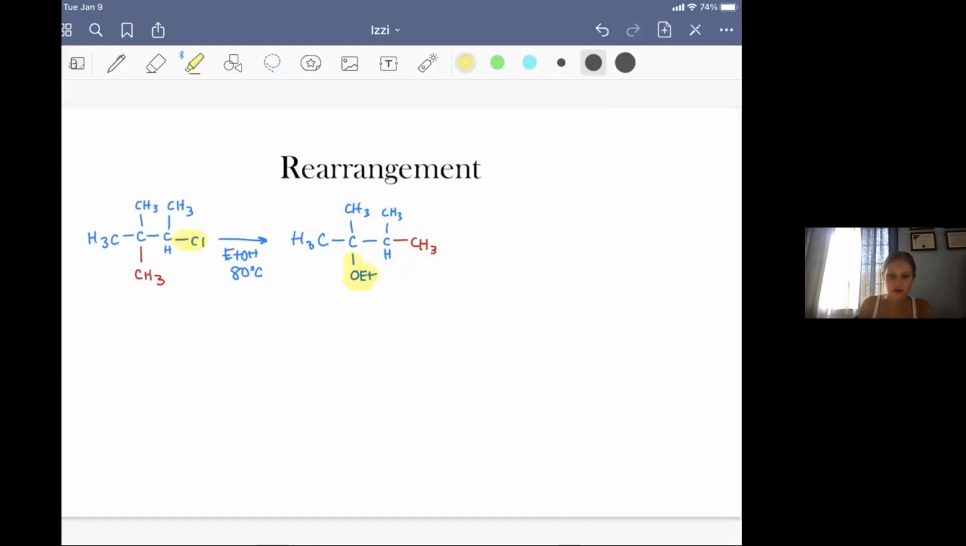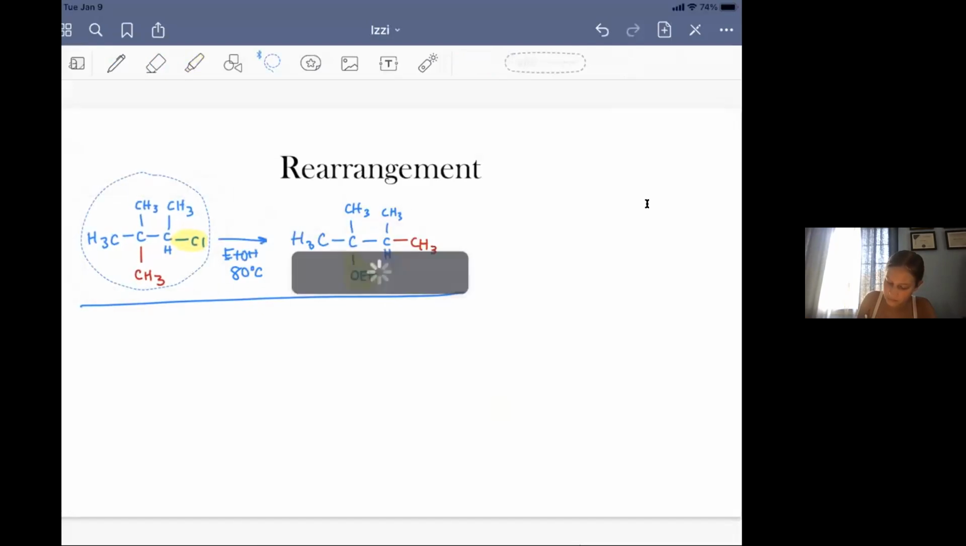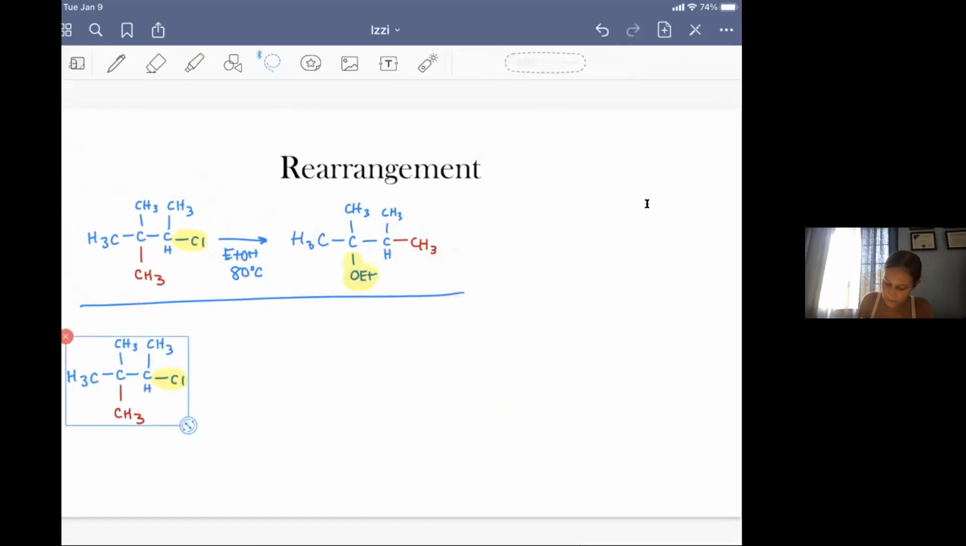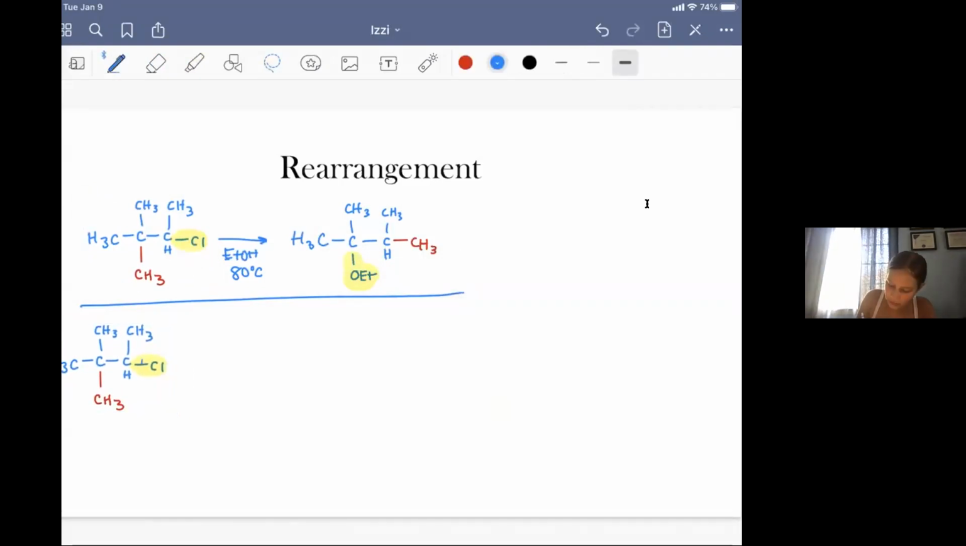And this is because of methyl shifts. So let's take a closer look into it to see what exactly a methyl shift is. Just put a line here. Okay. Actually, makes it easier. So our chlorine is going to come off because that's our leaving group. And that's where our carbocation formation step is.